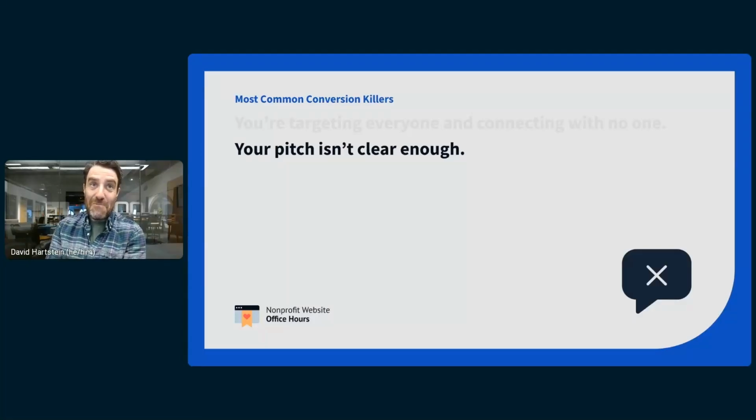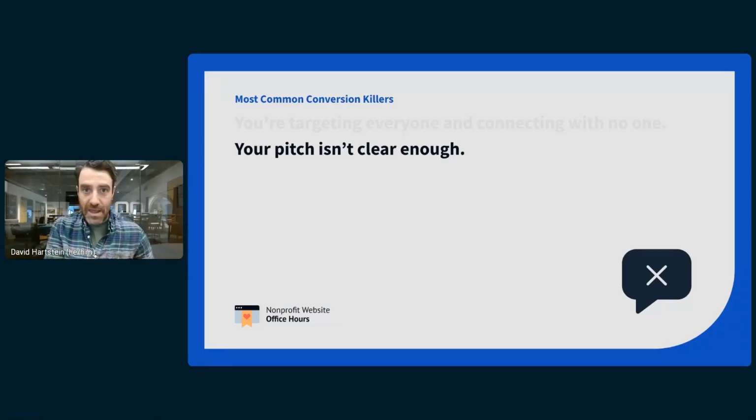Conversion rate killer number two, your pitch isn't clear, which obviously connects to conversion rate killer one that we talked about. But here what we're talking about is if you struggle to succinctly explain what you do to someone who's unfamiliar with your cause, there's no way that it's going to land with your website visitor. Just a kind of fun and often humbling rule of thumb here is if you can't answer the question, so what do you do, in a way that your parent or your partner or a friend can easily understand, you can probably assume that visitors just aren't going to get it.